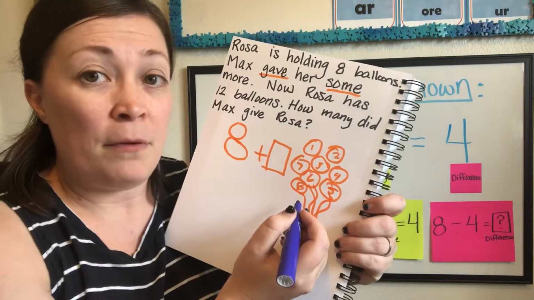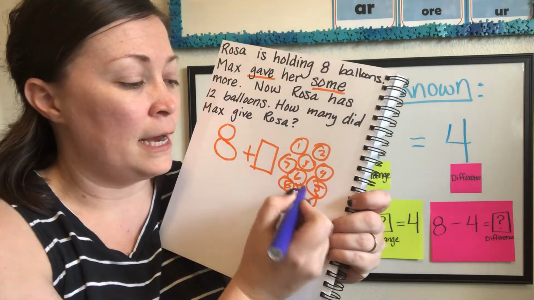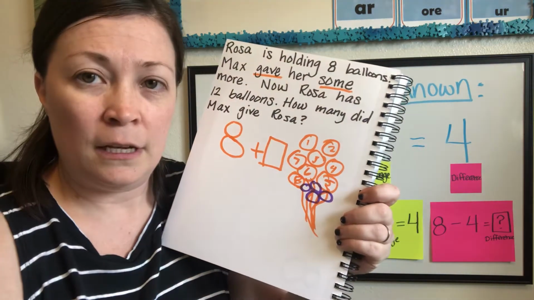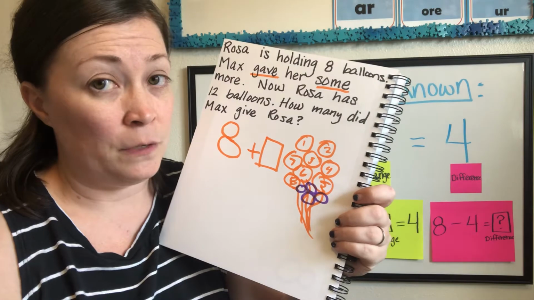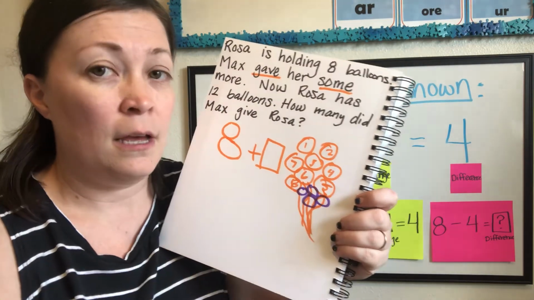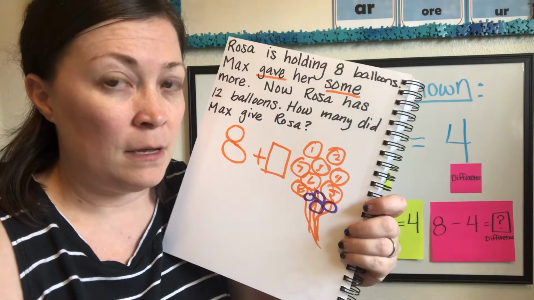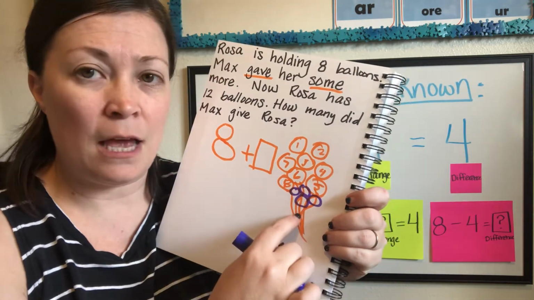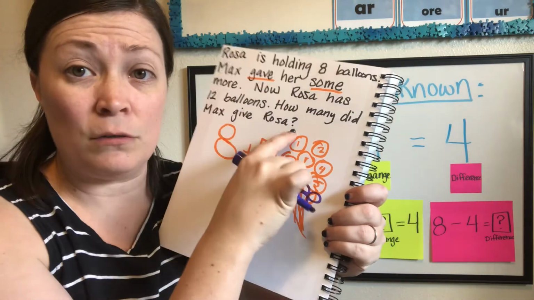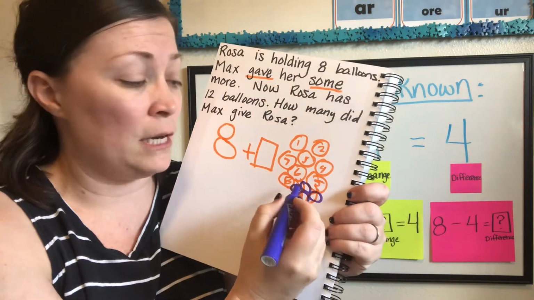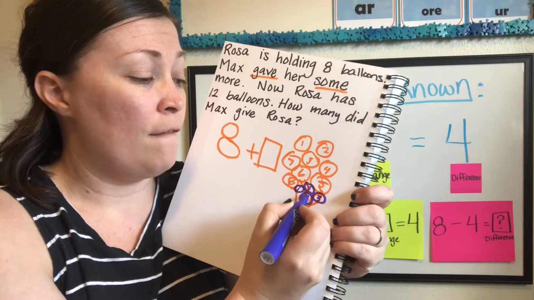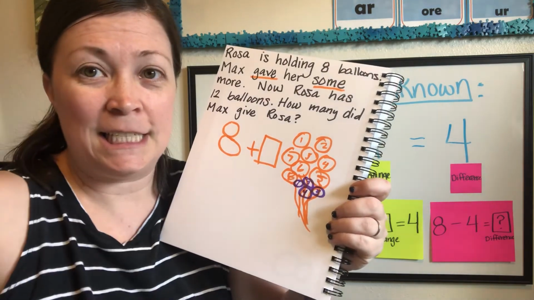So let's go up from 8, 9, 10, 11, 12. Now, we should always double check. 9, 10, 11, 12. But I also need to count them because that's how many he gave her. And that's our question. How many did Max give Rosa? So we need to count how many did he give her to get to 12. 1, 2, 3, 4. Oh my goodness.